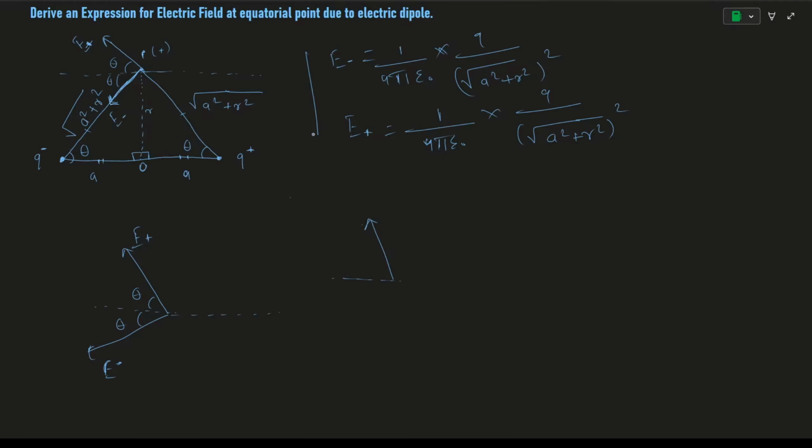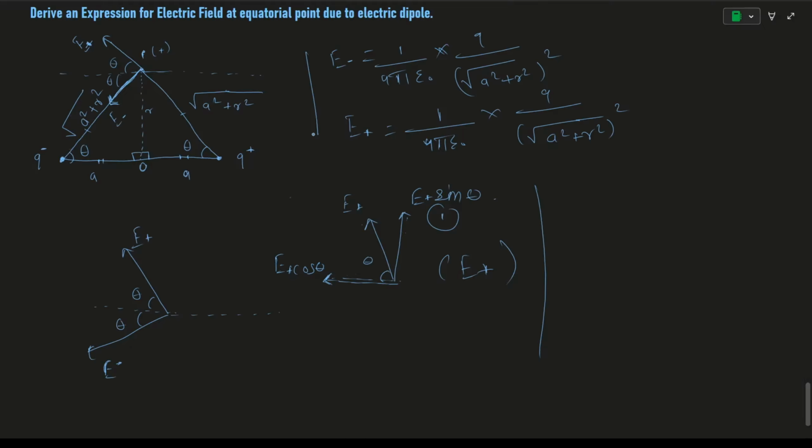So this is for the first, we are taking this as E plus, okay, and this is angle theta. So this component will become E plus cos theta, and this component, okay, I will draw it again, and this component will become E plus sin theta. Okay, this is for the plus charge, the electric field due to the positive charge.